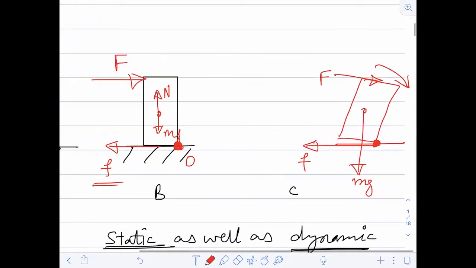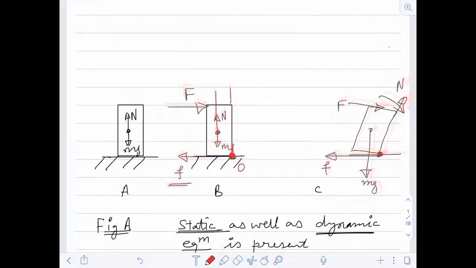Now, where will the normal be here? The normal will be here. The normal reaction will be here. Now it has moved from this point to this point. The line of action has moved from this point to this point. So this is what happens in the case of toppling.